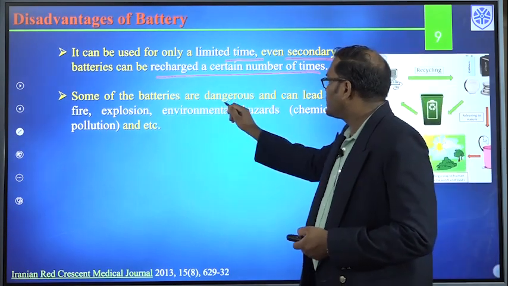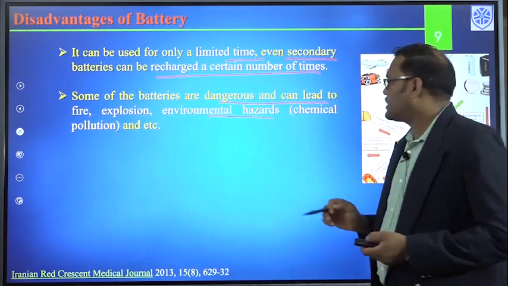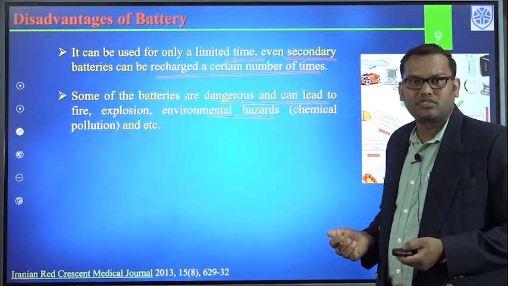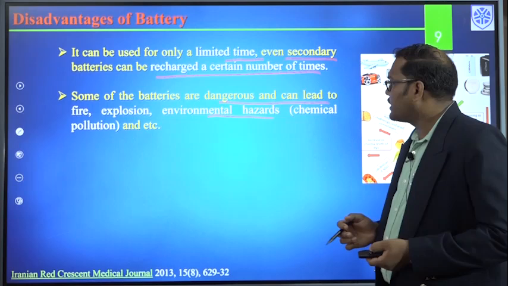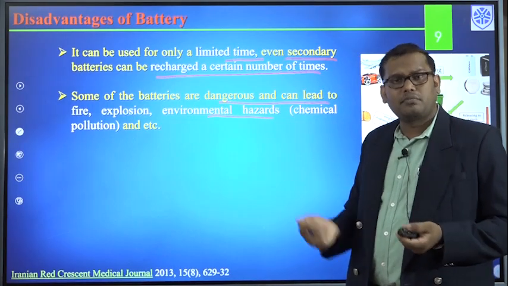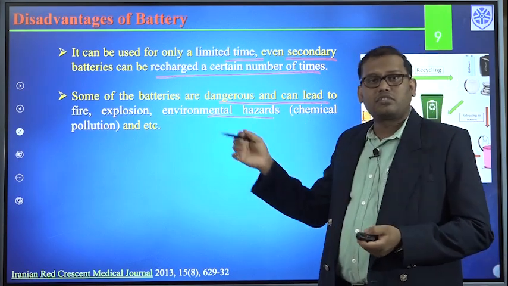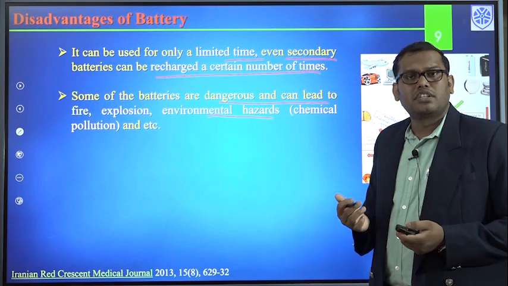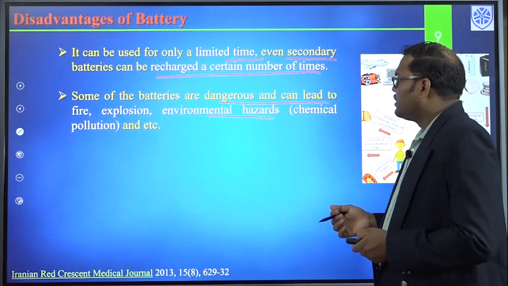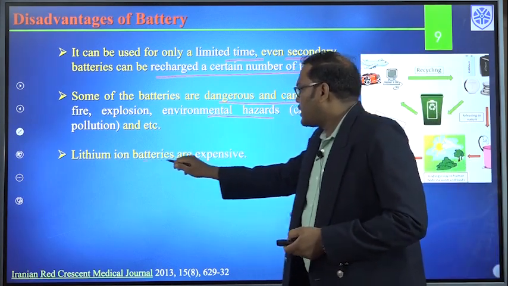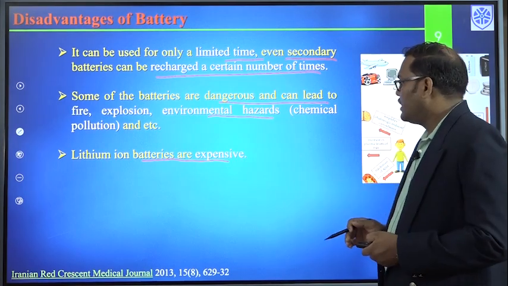Second, some of the batteries are dangerous and can lead to fire, explosion, or environmental hazards. For example, the lead acid battery. Lead is very toxic, so if it is not working and you throw it away, lead will cause some kind of environmental pollution. Certain batteries, depending on the materials you use, will give you some toxicity. So, it is an important factor that you should use materials which do not cause any environmental pollution or other effects. And for example, lithium batteries, which are used in all electronic gadgets, are a bit expensive.